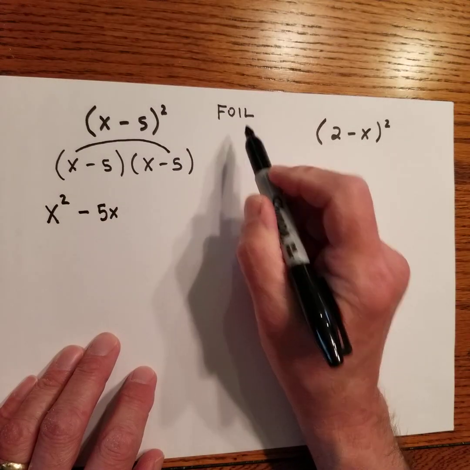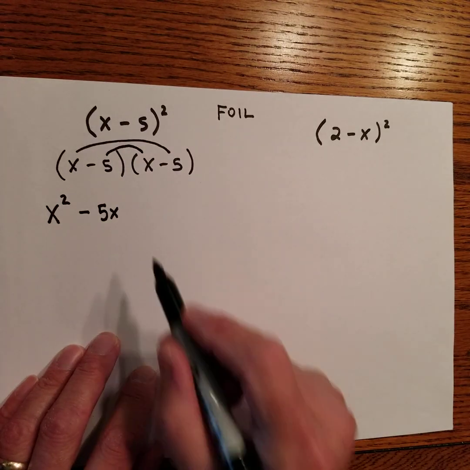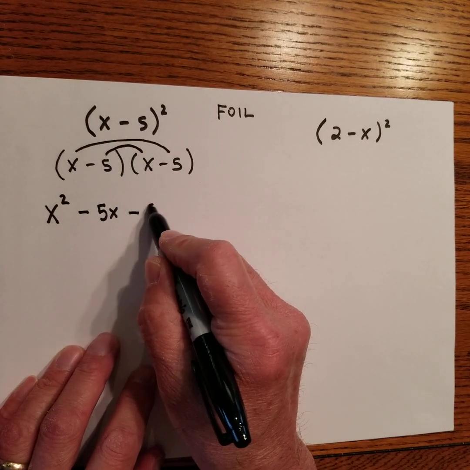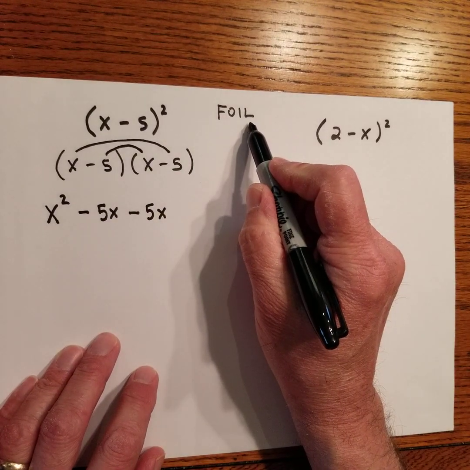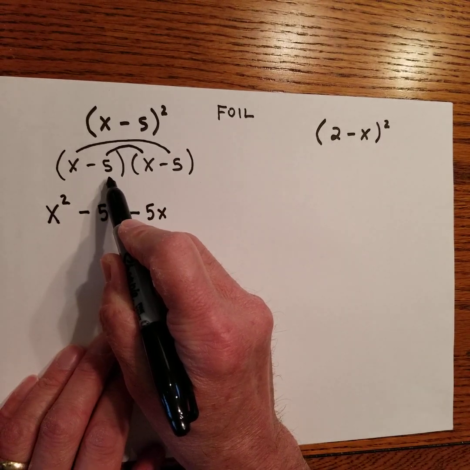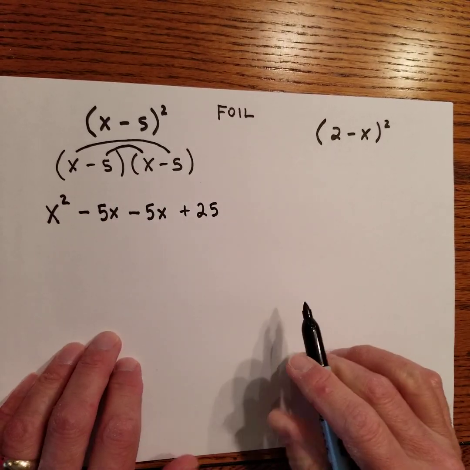Next, multiply the inners. That's this negative 5 times this x. Negative 5 times x is negative 5x. Finally, multiply the lasts. That's negative 5 times negative 5 is positive 25.